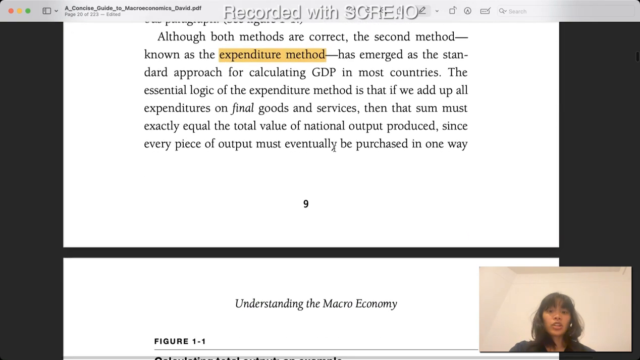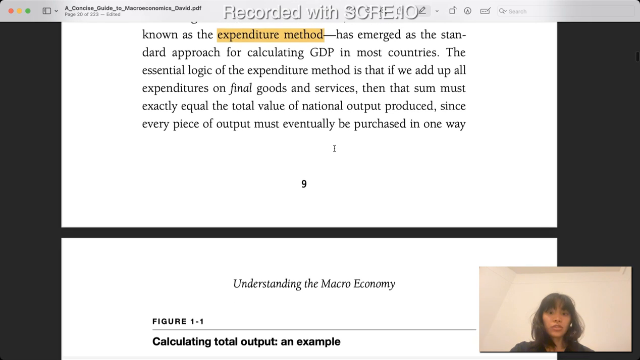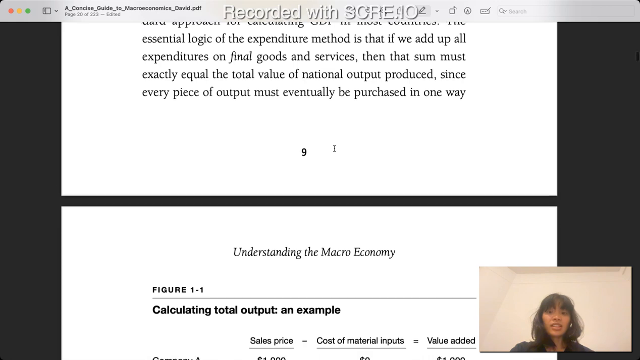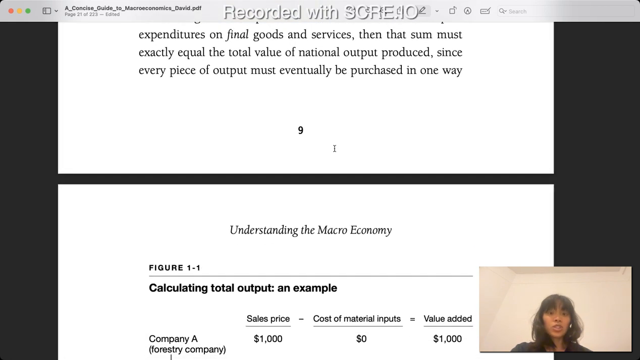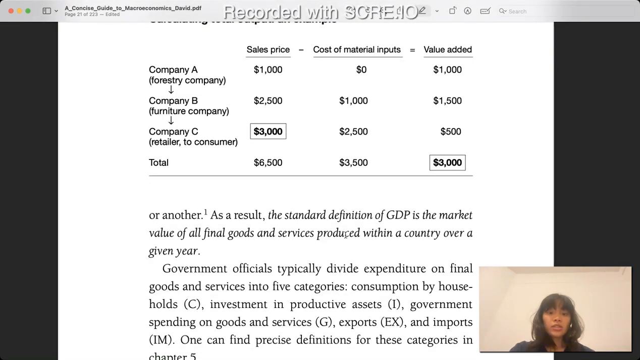The essential logic of the expenditure method is that if we add up all expenditures on final goods and services, then that sum must exactly equal the total value of national output produced, since every piece of output must eventually be purchased in one way or another. As a result, the standard definition of GDP is the market value of all final goods and services produced within a country over a given year.